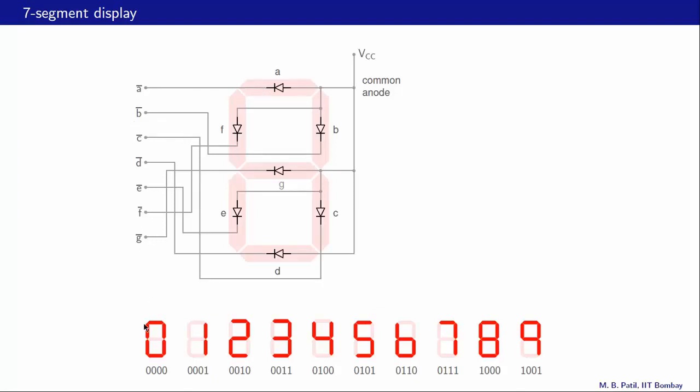Alright, here are some patterns. If the binary input is 0, 0, 0, 0, then we would like all of these segments to light up here. If it is 0, 0, 0, 1, then we would like these two segments to light up, and so on. So what we need now is a decoder which will take this binary number as the input, and it will produce these 7 outputs which we can use to drive the display unit. And let us now look at such a decoder.